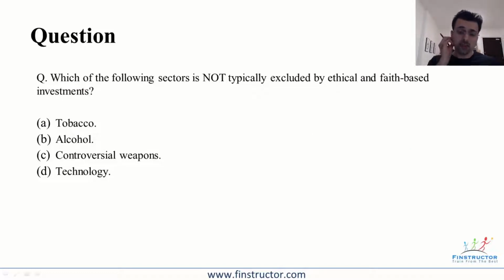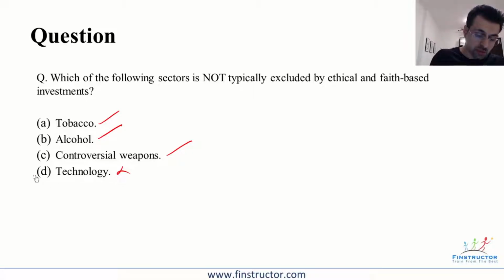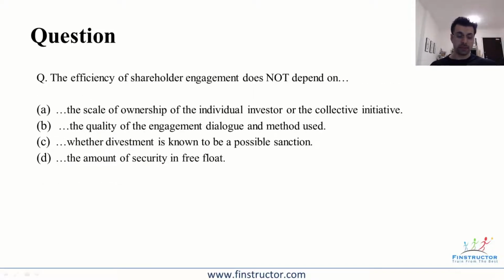Which of the following sectors is not typically excluded by ethical faith-based investments? Tobacco is generally excluded, alcohol is excluded, controversial weapons are excluded. They're not allowed to invest in these. Technology is not excluded, so that will be the correct answer.